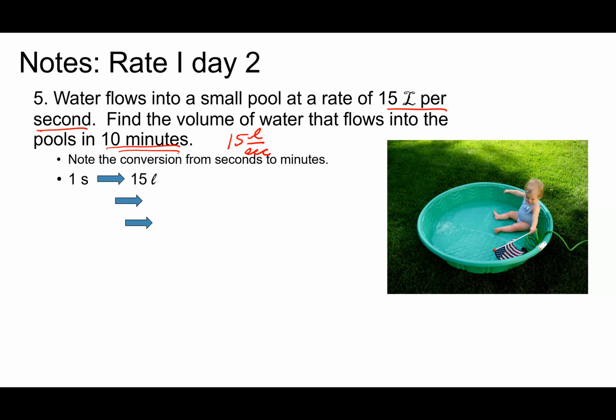How would I convert 1 second to 1 minute? What would I multiply by? 60? You guys agree? Let's do that. So in 1 minute or 60 seconds, the flow will have filled 900 liters. Now what do I have to do? My question is, find the volume of water that flows into the pool in 10 minutes. Now what? Exactly. I'm going to multiply by 10 on both sides, and I'm going to get 9,000 liters.